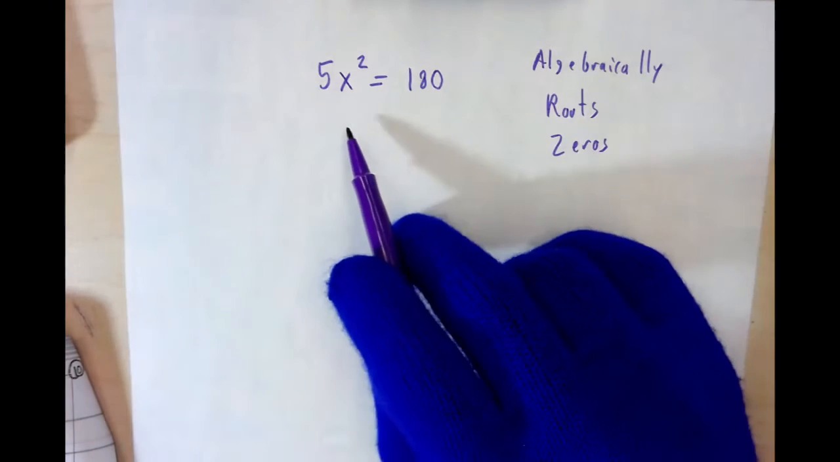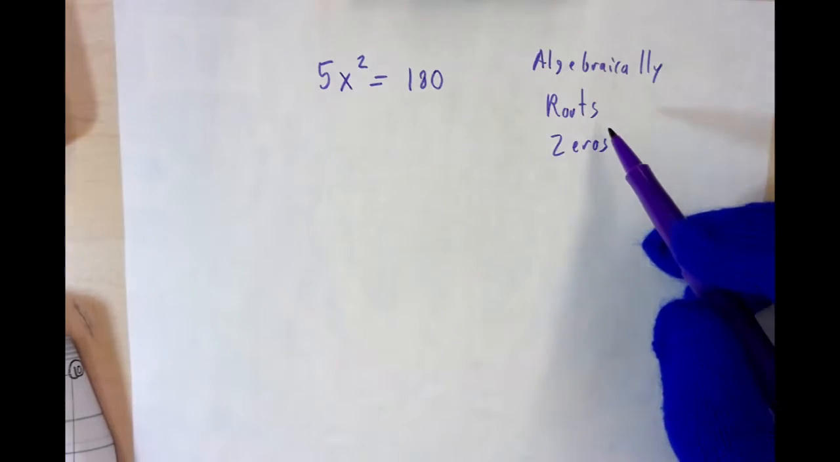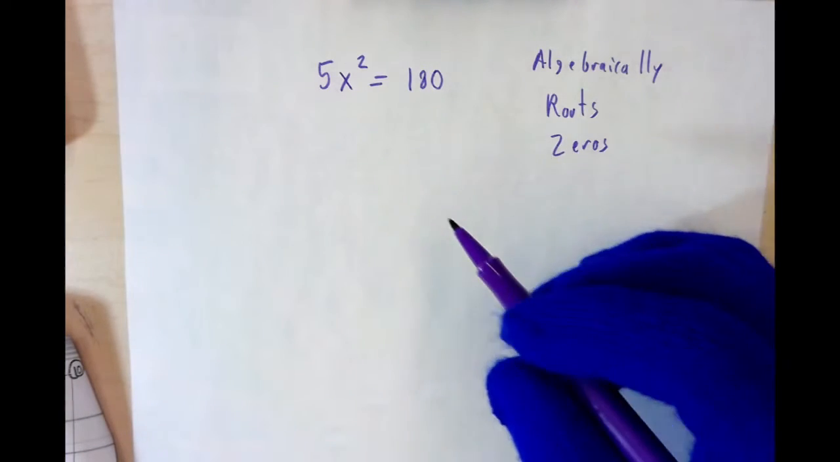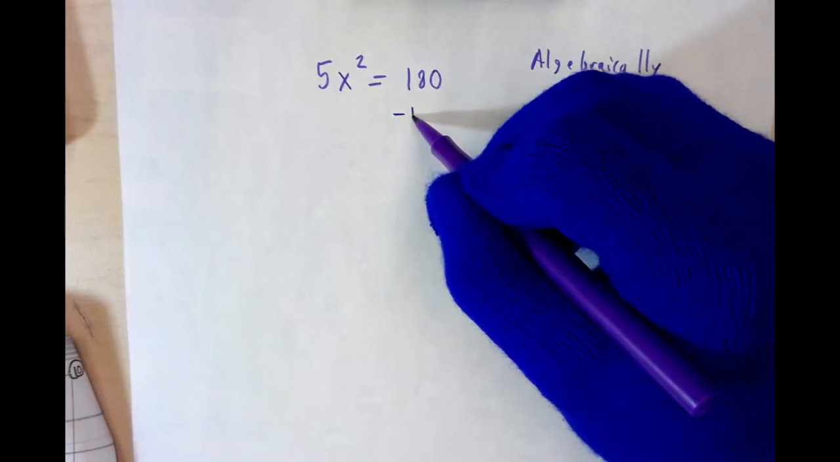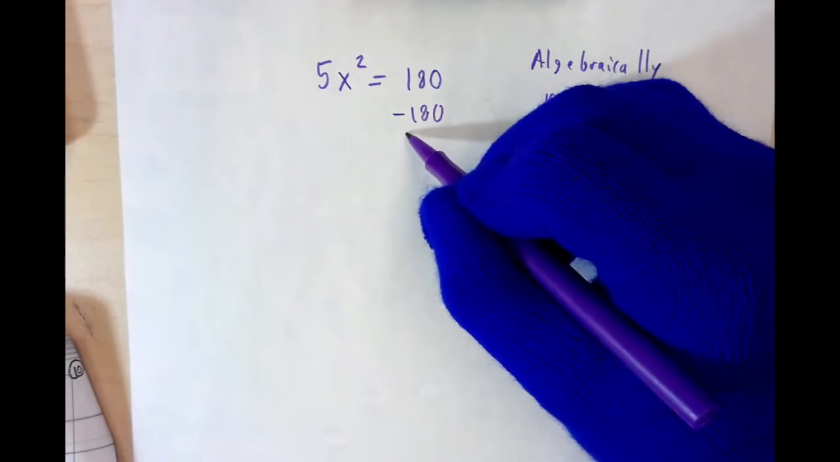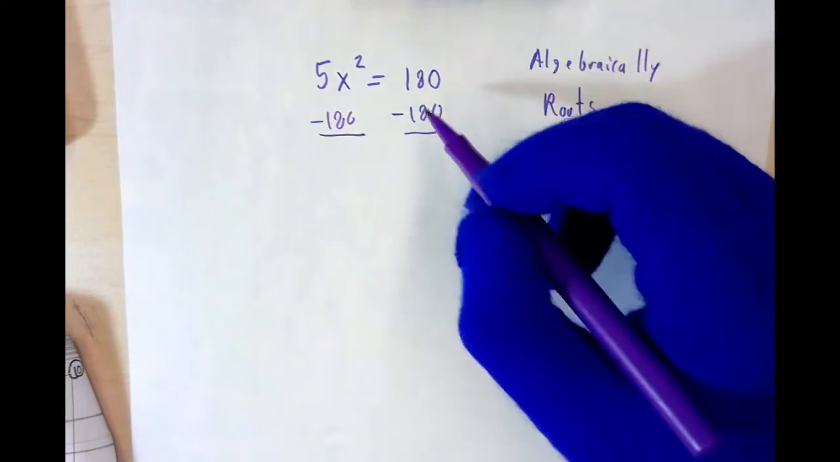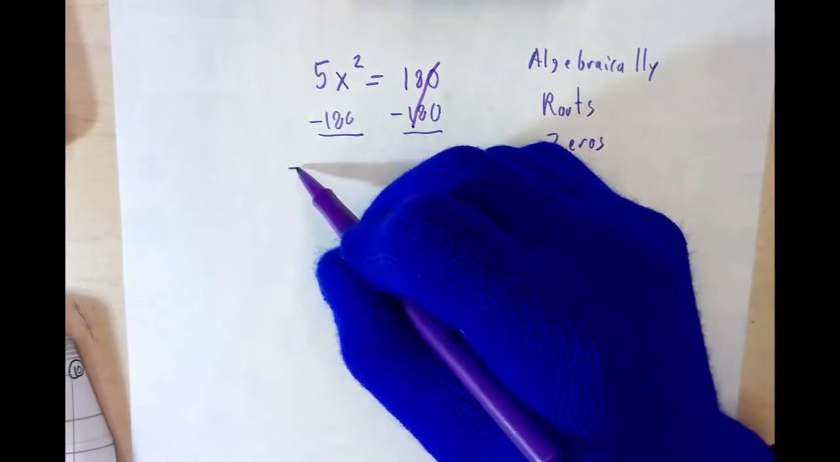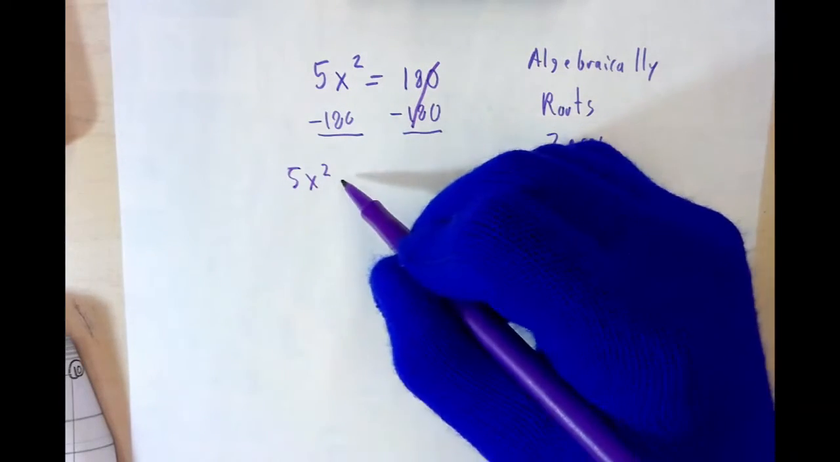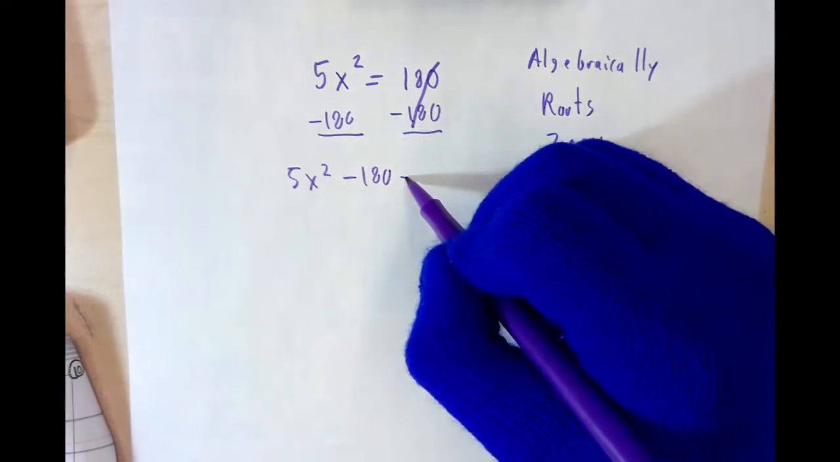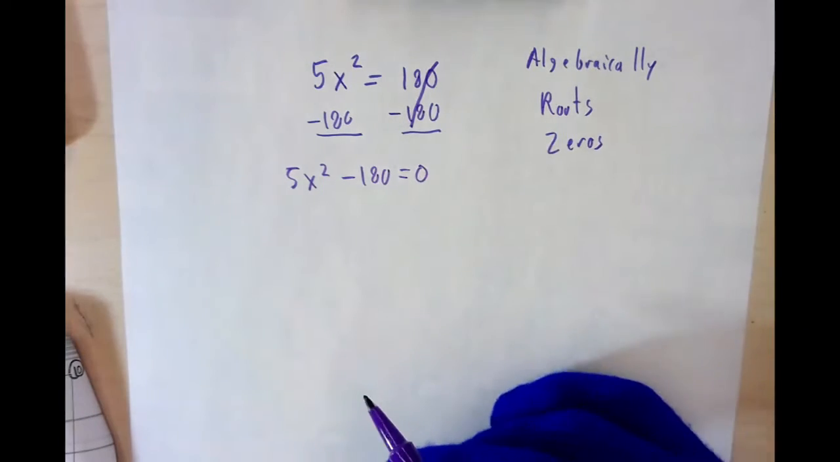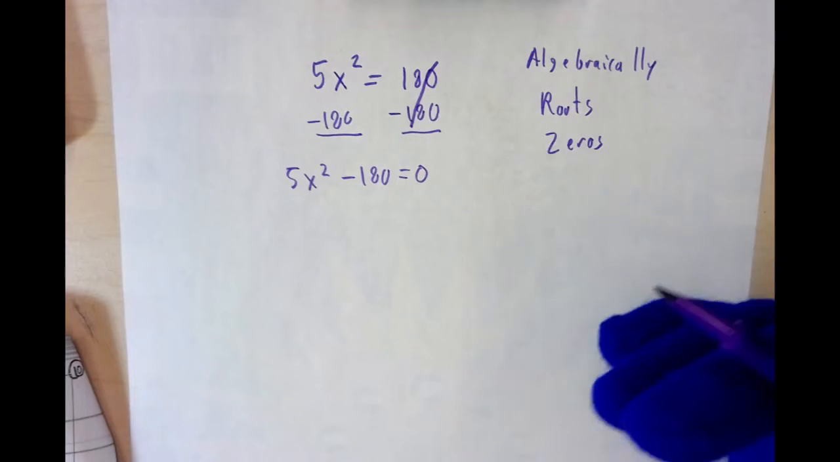Now, anytime you're solving algebraically or for roots or for zeros, the first step is to set the equation equal to 0. So I'm going to minus 180 on both sides over here. This is going to cancel out, and I'm going to be left with 5x squared minus 180 is going to be equal to 0. Cool. So now that I got that, what's the next process?